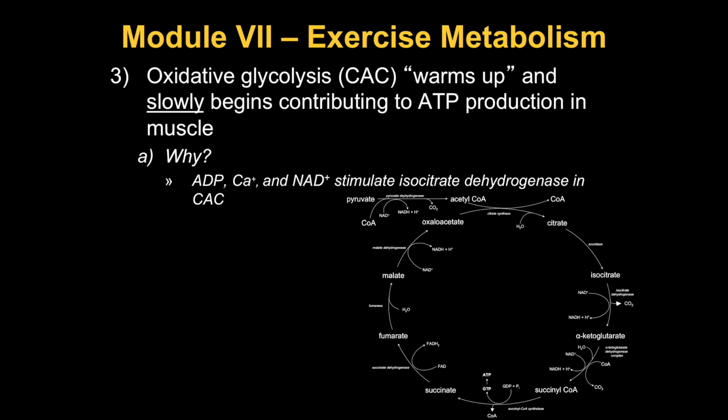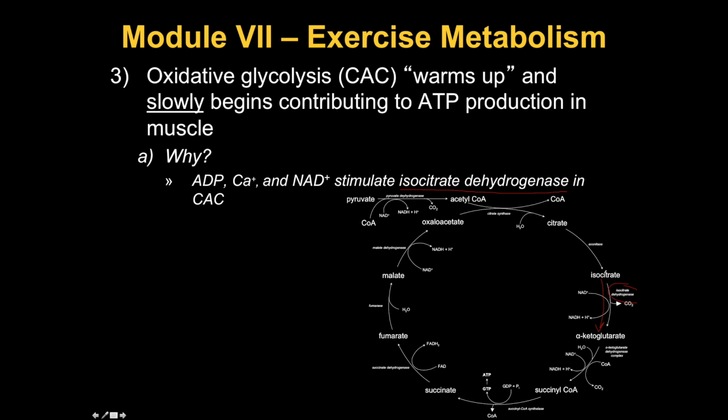Well, again, let's go back to answering the question of what's available as far as metabolites are concerned. We've got ADP concentration increasing, we've got calcium concentration increasing, and we have NAD that's available. That's all going to stimulate an enzyme in the citric acid cycle called isocitrate dehydrogenase. And that enzyme is located right here. It's the step that goes from isocitrate to alpha-ketoglutarate. So if you stimulate that enzyme, you're going to rev up glycolysis.